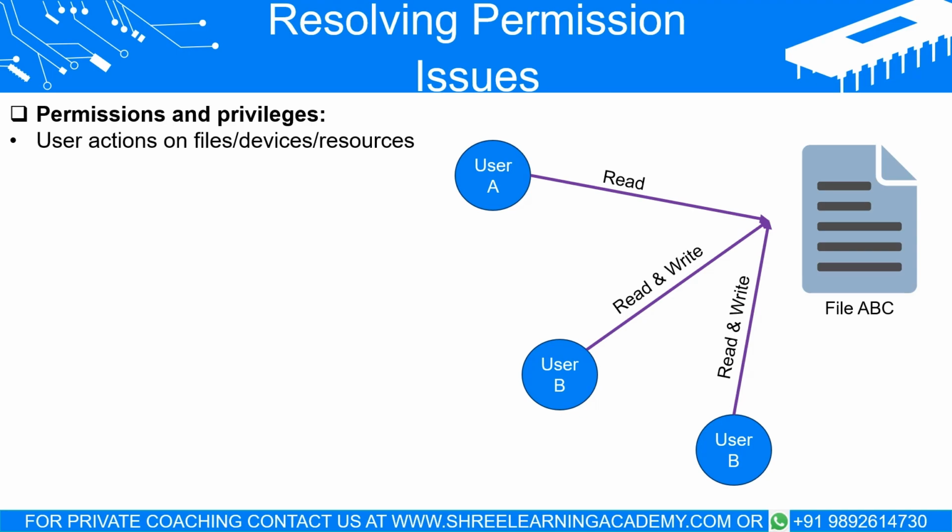When we talk about permissions and privileges in computing, we are referring to the actions that a user or system process can perform on a computer system, particularly with regard to specific files, devices like printers, or resources. For instance, some users might have permission to read a file, while others have permission to both read and modify that file.